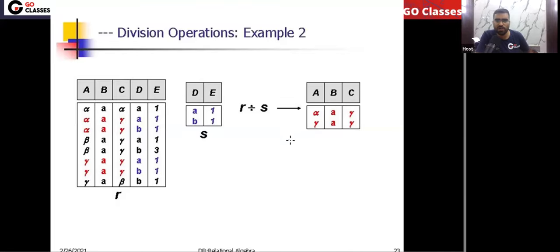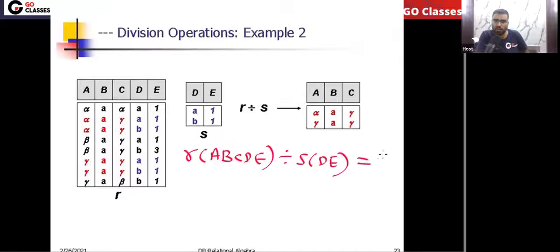For this, how will you write it? Let me know how you will write for this one. For example, here you can see you have R with A, B, C, D, E divided by S which has D, E. The result will have what? The result will have ABC. So tell me how you will write the query in terms of basic operators.